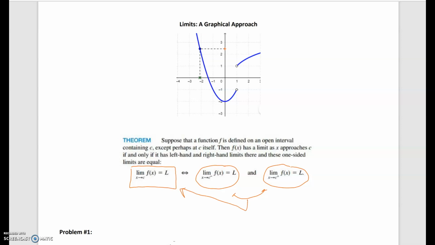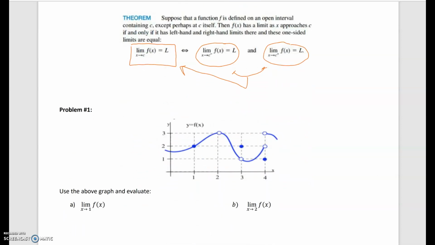So you have to have an agreement on the function approaching a specific y value from the left and the right for the limit to be defined. If these two do not agree, then we typically say that the limit does not exist. Now, let's take a look at a couple of examples.